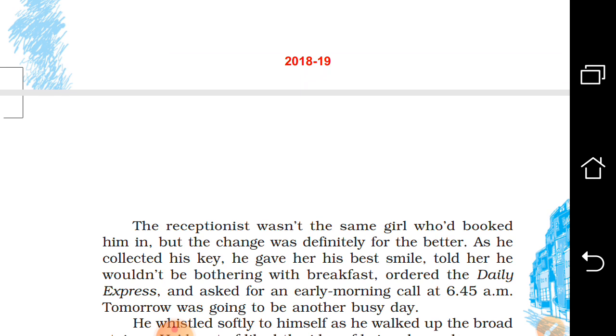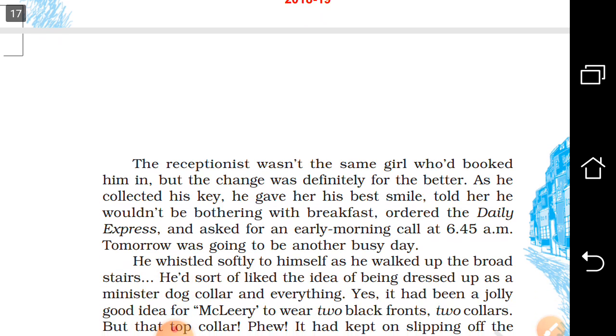The receptionist wasn't the same girl who had booked him in. When he entered the hotel, the receptionist was a different girl, now a different girl again. But the change was definitely for the better. As he collected his key, he gave her his best smile and told her he wouldn't be bothering with breakfast. Actually you can place an order at the counter for your breakfast, lunch and all this, but he said he wouldn't be bothering her for breakfast.